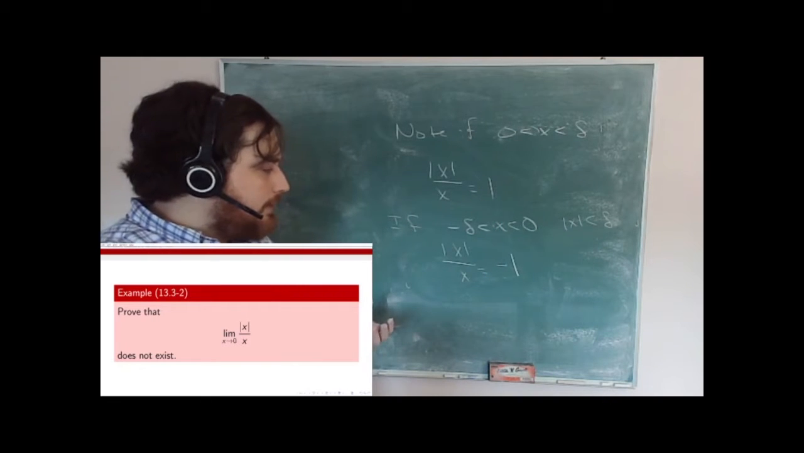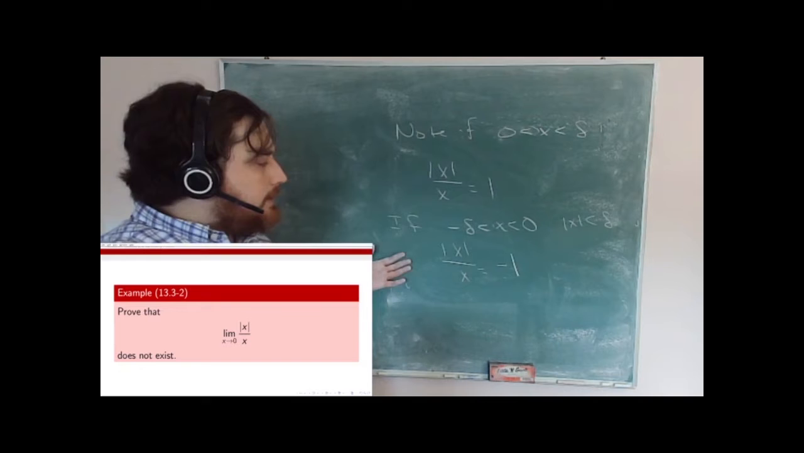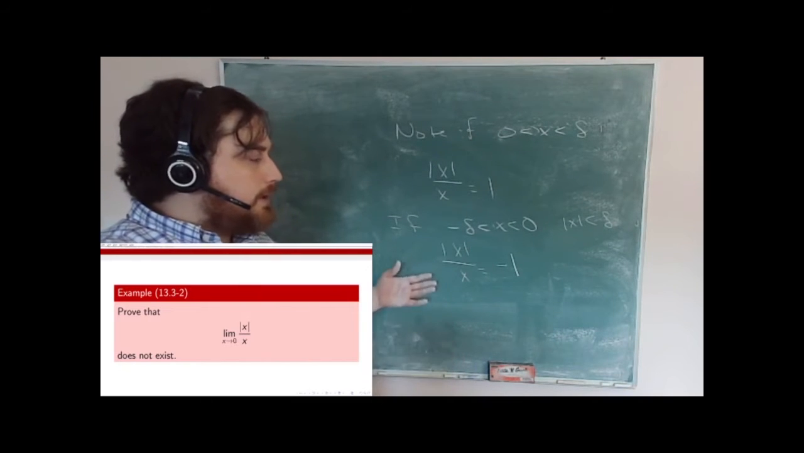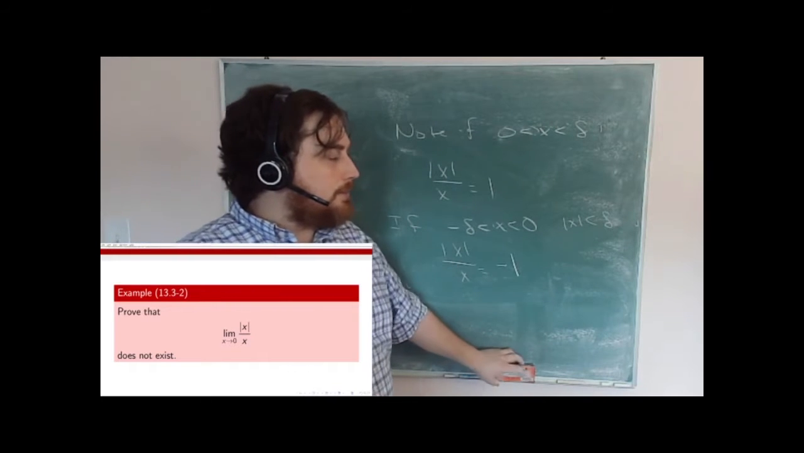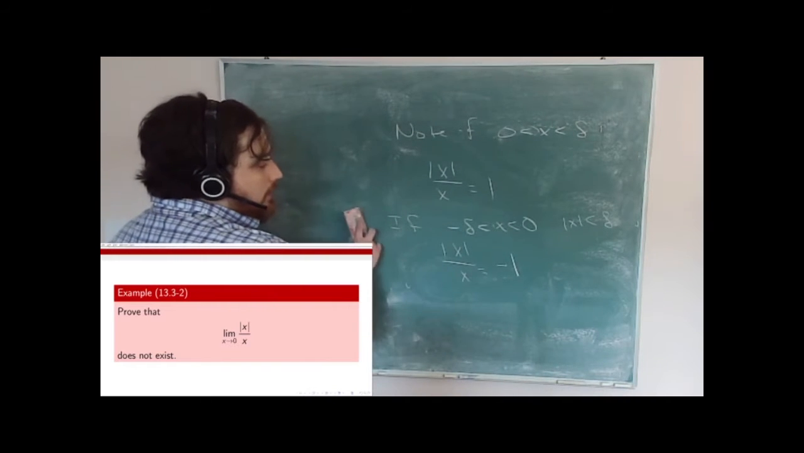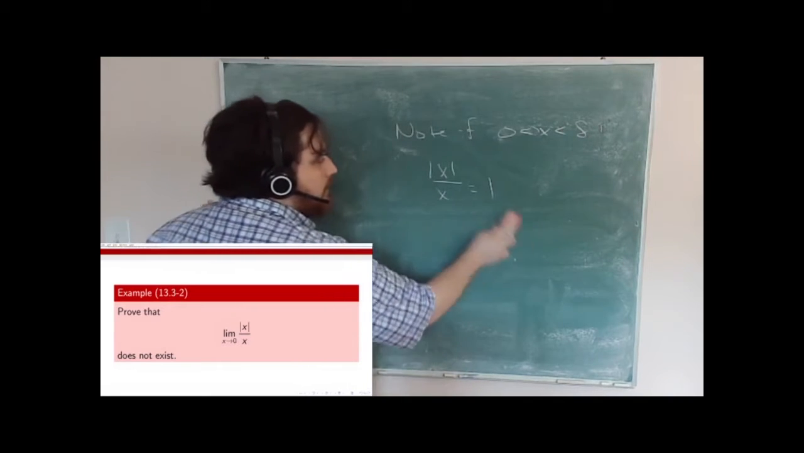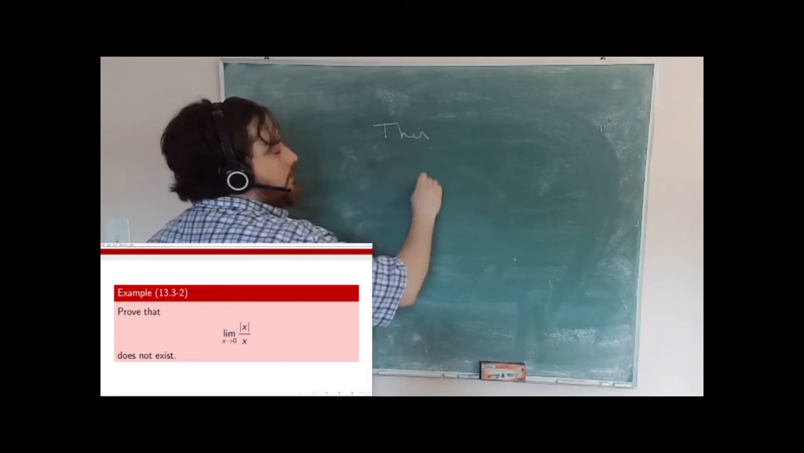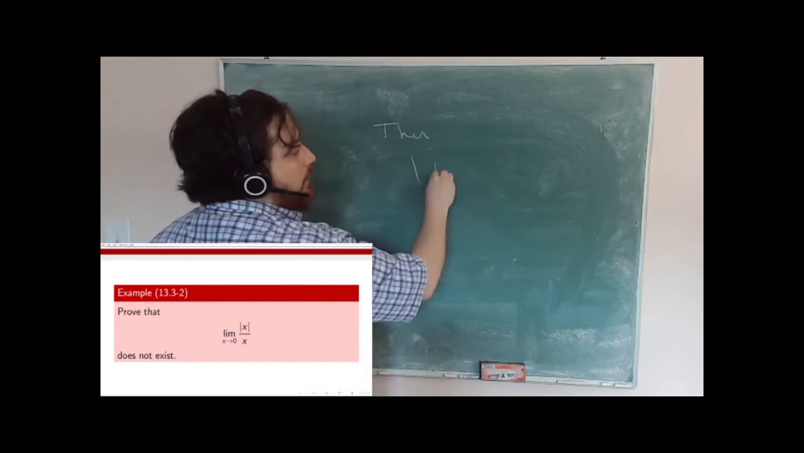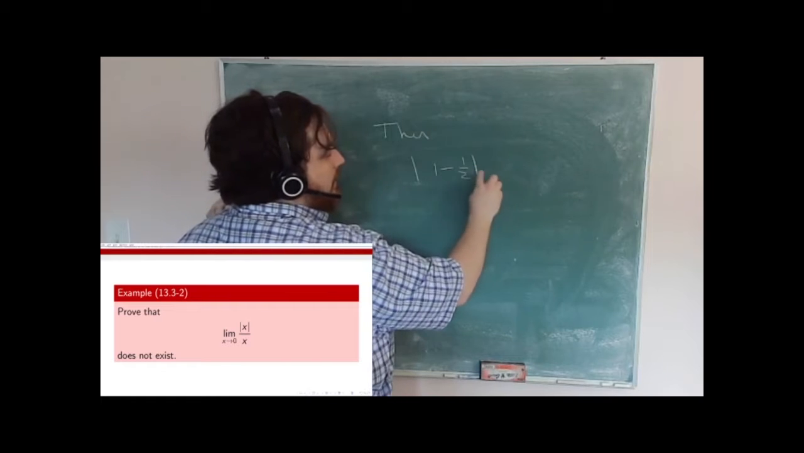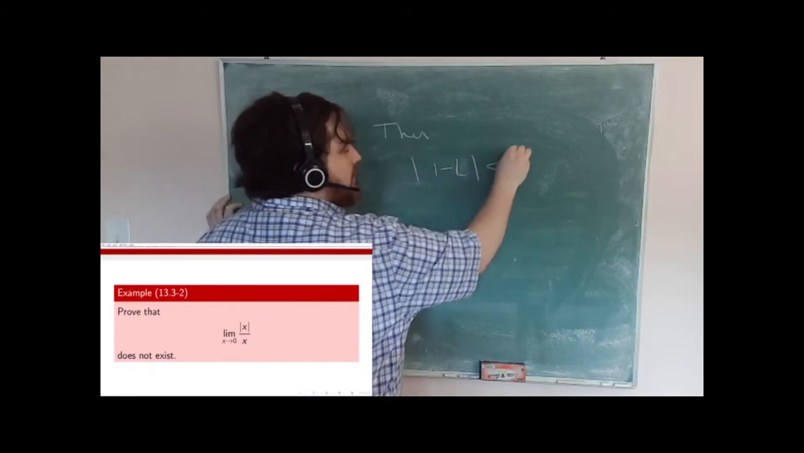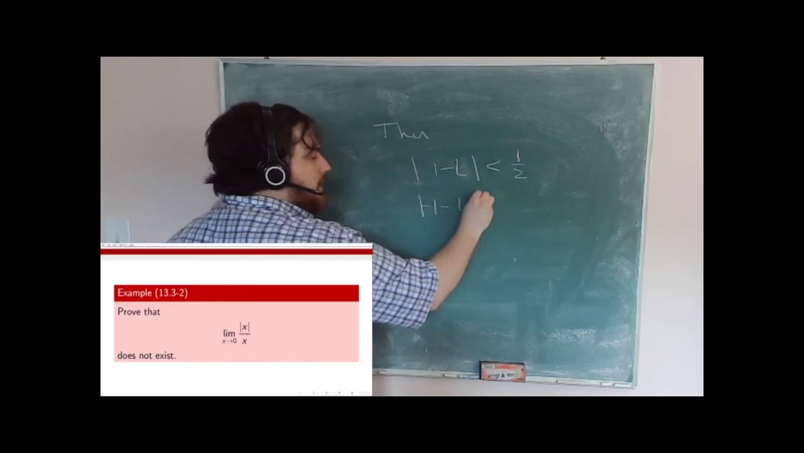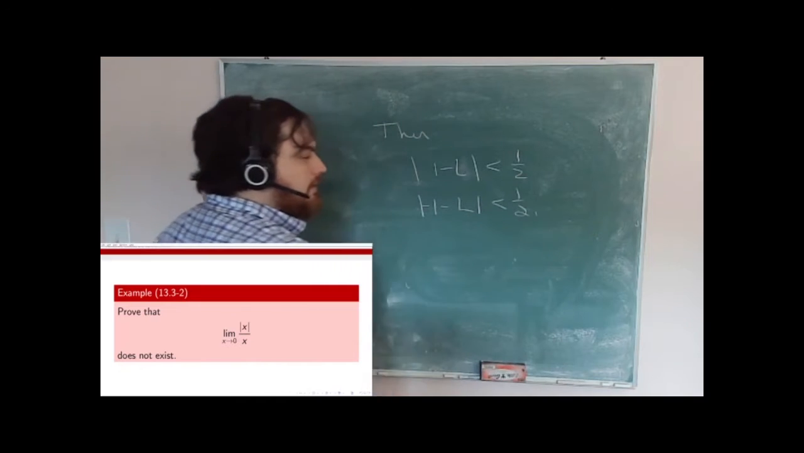Therefore, what this is saying is that |negative 1 minus L| is less than epsilon, and |1 minus L| is less than epsilon for any epsilon. So let's just pick, say, epsilon equals 1/2. This is telling us that |1 minus L| is less than 1/2, and |negative 1 minus L| is less than 1/2.